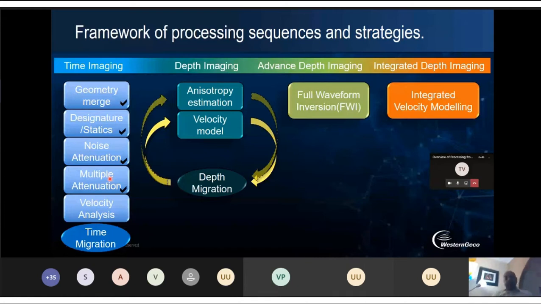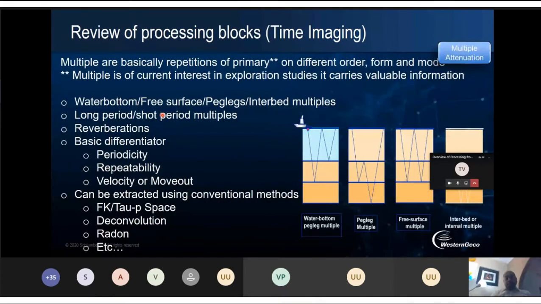Believe me, the multiple is of current interest in the industry right now because it also carries information. It helps in understanding certain aspects which we can't understand with the primary alone. So multiples are still used in certain places for exploration purposes.